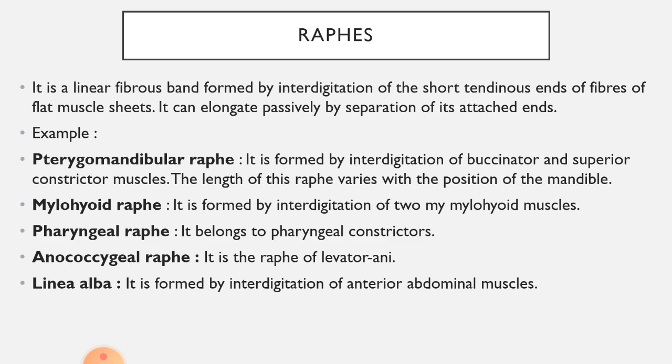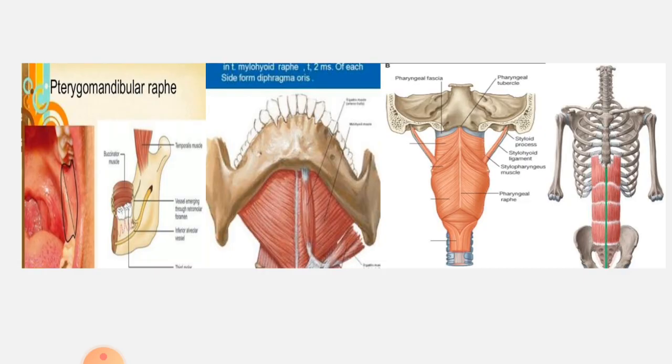Anococcygeal raphe, it is the raphe of levator ani muscle, which takes part in the formation of the pelvic floor. Linea alba, it is formed by the interdigitation of the anterior abdominal wall muscles, and one example is the rectus abdominis muscle, which forms the linea alba.